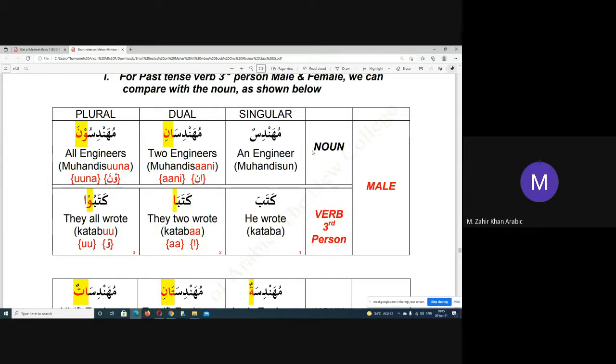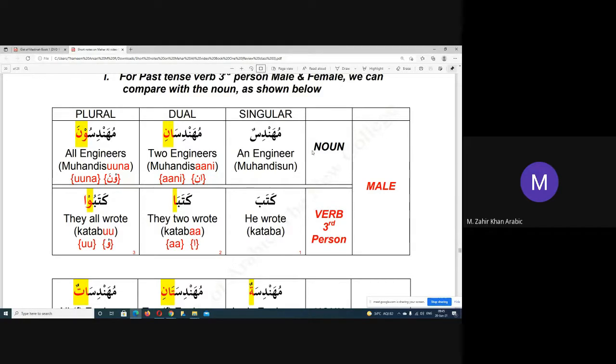So I am repeating once again. Mohandisun becomes Mohandisani, Mohandisuna, and kataba becomes katabata, katabu. In the noun you can see the alif nun and waw nun for dual and plural, but in the verb you can see only alif and waw. The extra nun has been skipped for both dual and plural. Hope you understand the male gender.